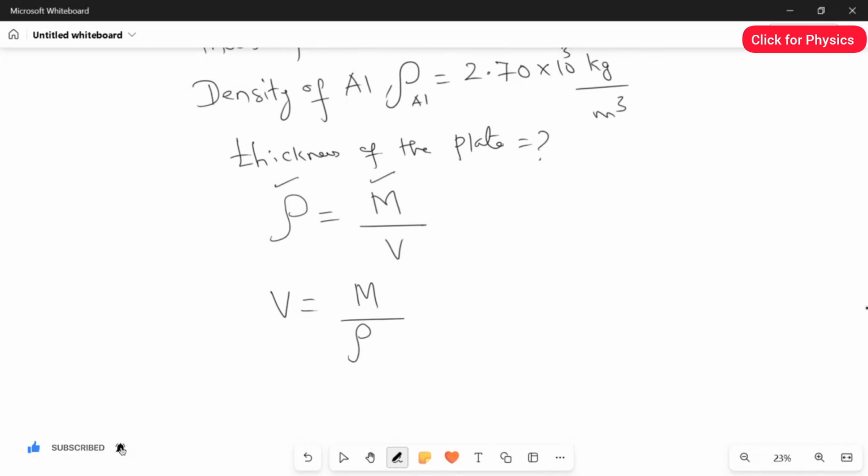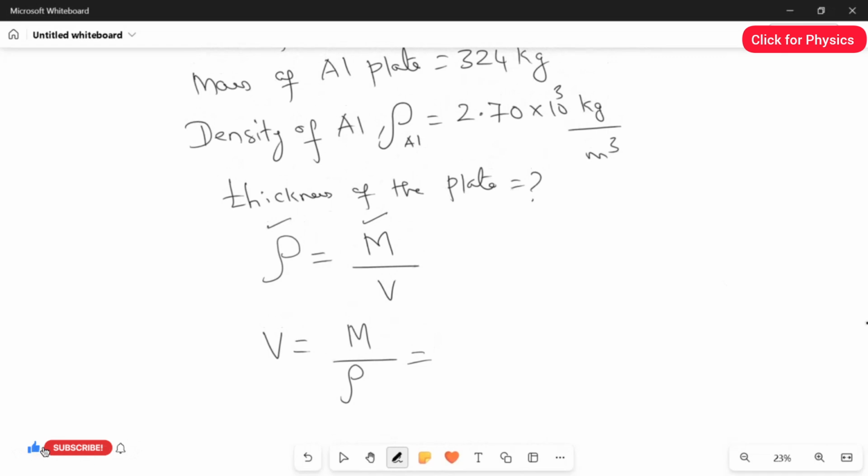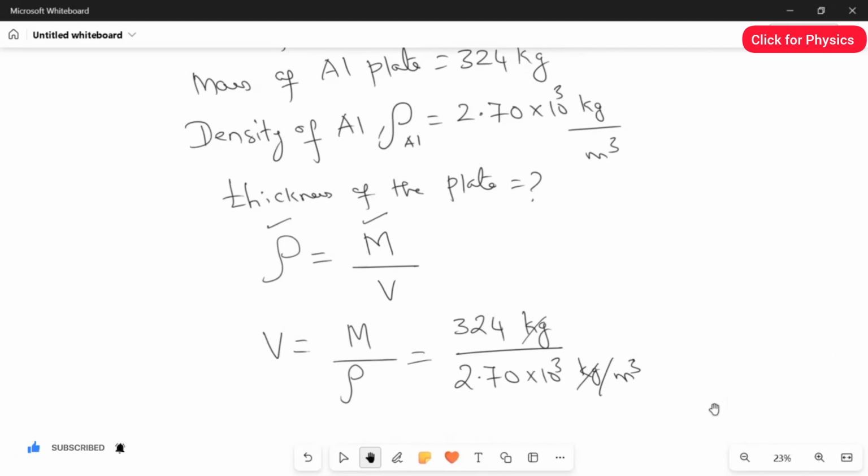Now we have 2 pieces of information, which is mass as well as density of the aluminium. I have to substitute the values here to get the answer for the volume of the aluminium plate. So let's substitute the values. Here the mass of the aluminium plate is given as 324 kilogram, and the density value is given as 2.70 multiplied 10 power 3 kilogram per meter cube. So here kilogram gets cancelled with this kilogram. This meter cube will go to the top. So by that you will get the unit of volume as cubic meter.